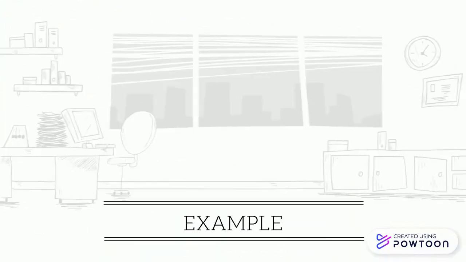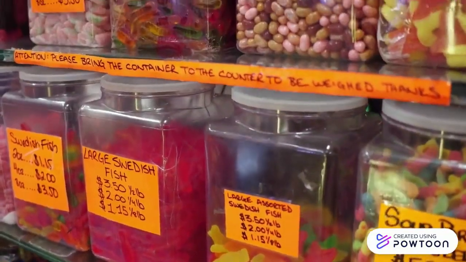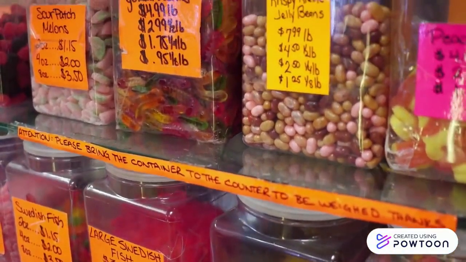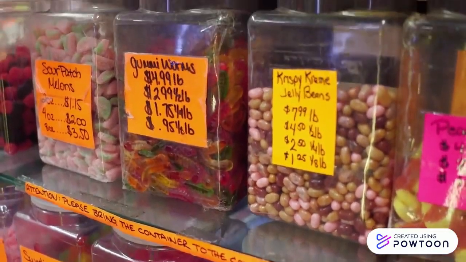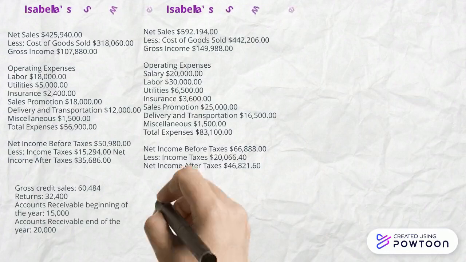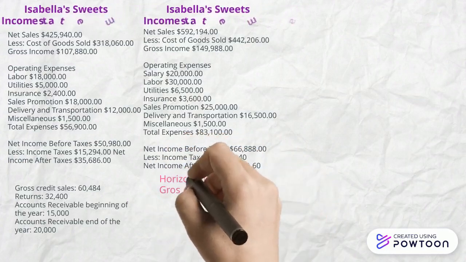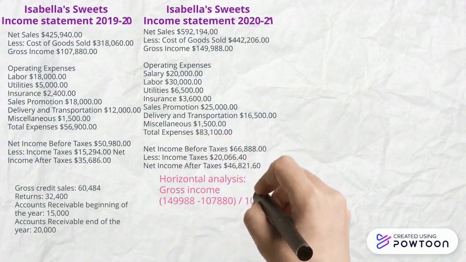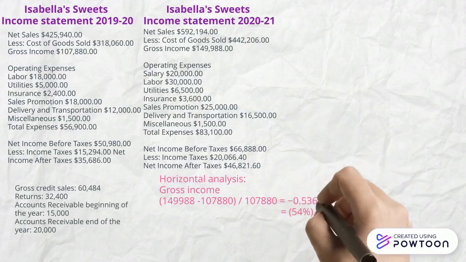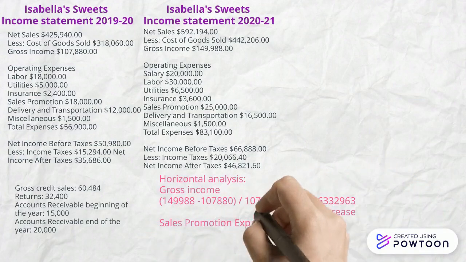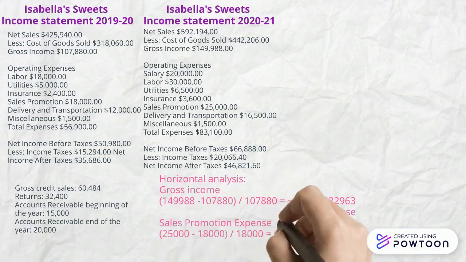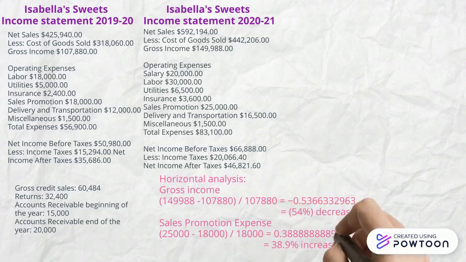Let's look at an example to tie this all together. Isabella Sweets is a store that sells candies and lollies. Recently, she has analysed her receivables using each method previously mentioned. Horizontal analysis was performed on two aspects of the income statements for Isabella Sweets. Gross income presented a 54% decrease, which is a significant fall compared to 2019, whereas the sales promotion expenses showed a 38.9% increase between the years. This demonstrates that the increase in promotion expense did not correspond to an increase in income.